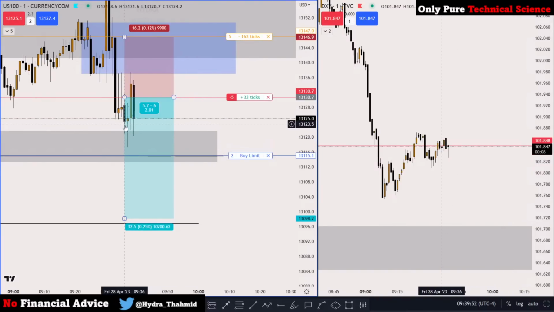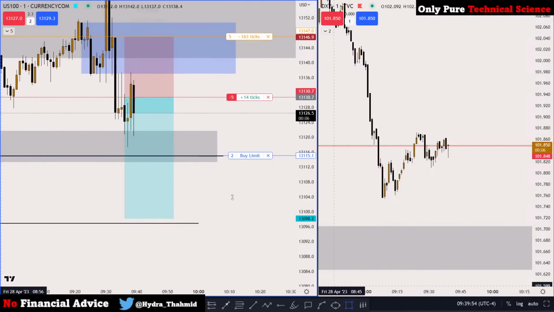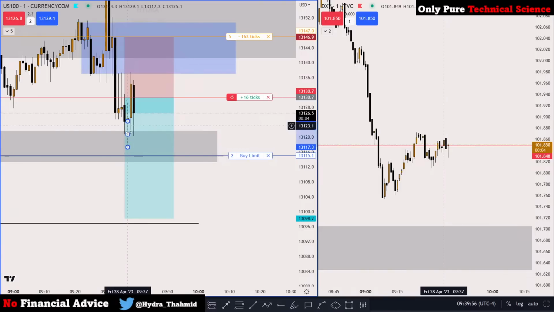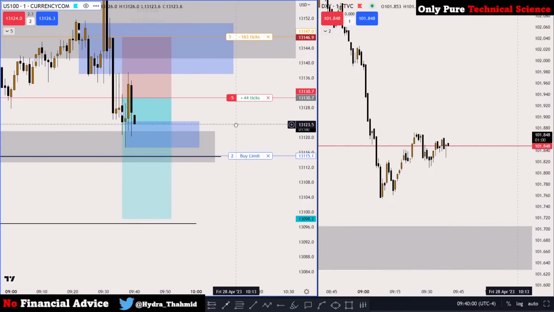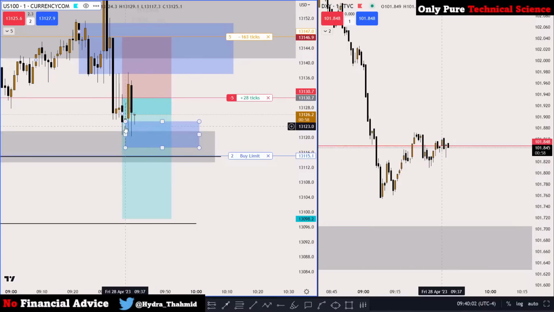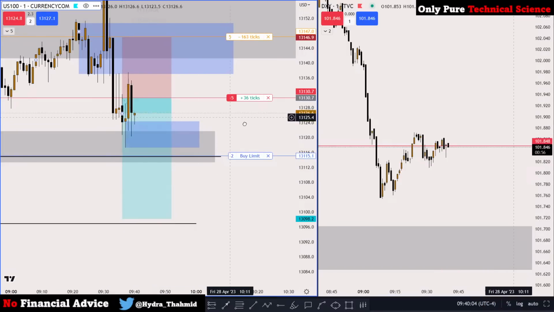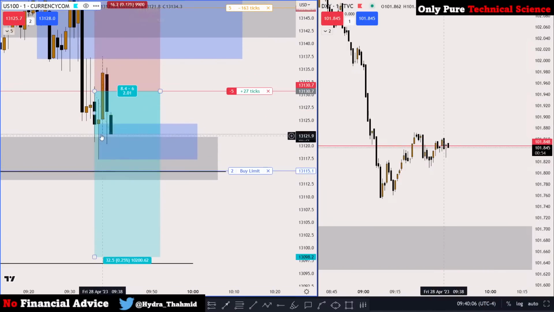Okay, that's a rejection block here. If price gets support from this rejection block, I'll close my stream today. I have no interest to trade if price is getting support from this rejection block. Look at that. Look how price is rejecting from this rejection block. Why?